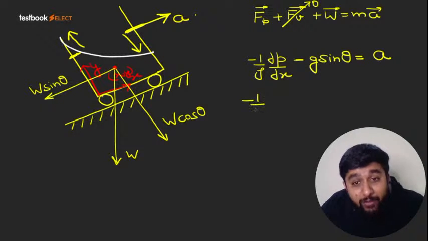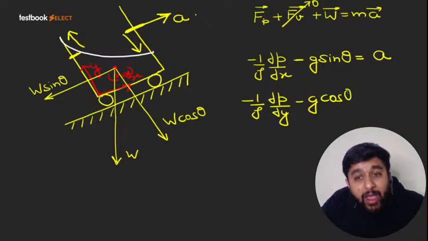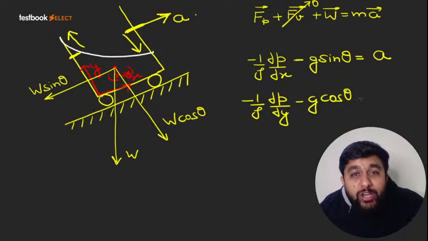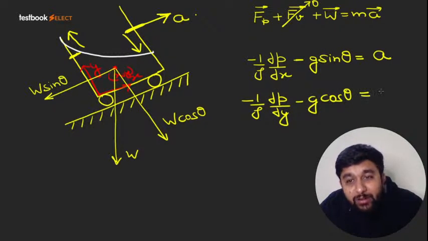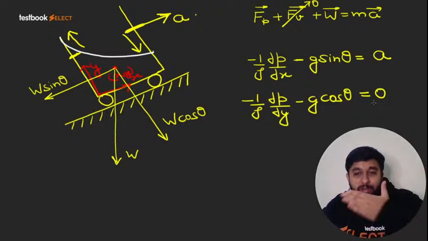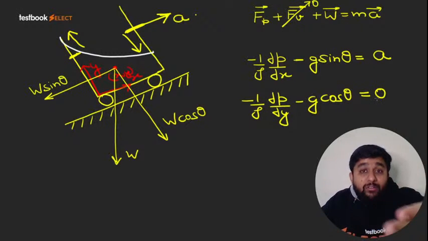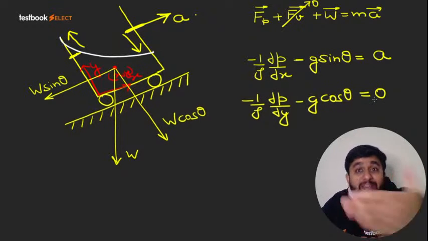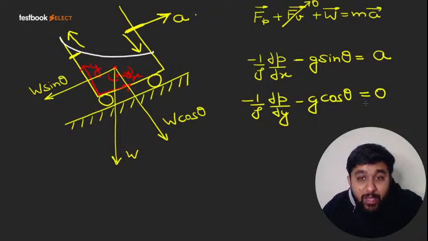Similarly, you will have minus 1 by rho del P by del Y minus g cos theta, and obviously there is no motion along the y direction, that is perpendicular to the plane. So this acceleration is going to be 0. And if you consider the z direction, that is perpendicular to the plane of paper, neither is there a weight component nor an acceleration because there is no motion along z. So we are left with these two equations.